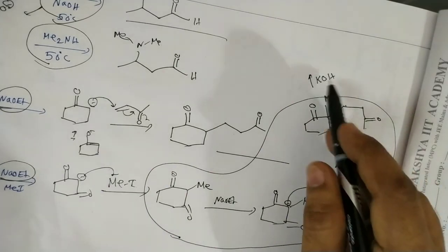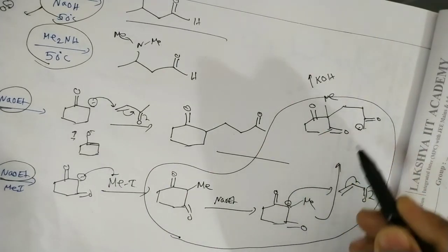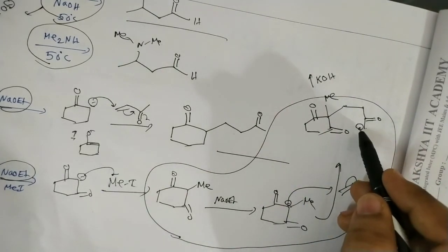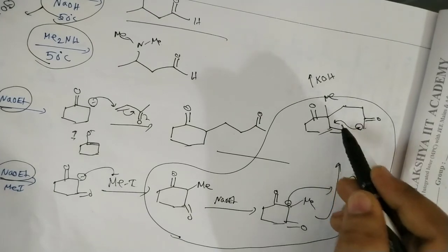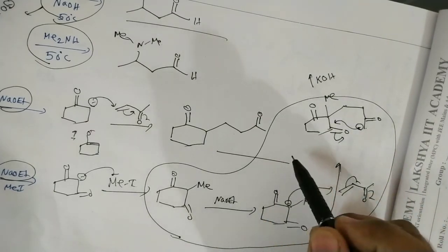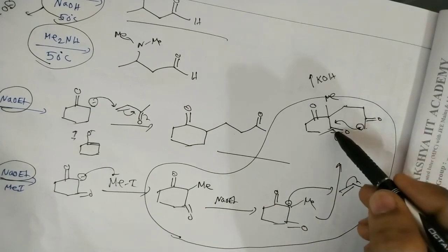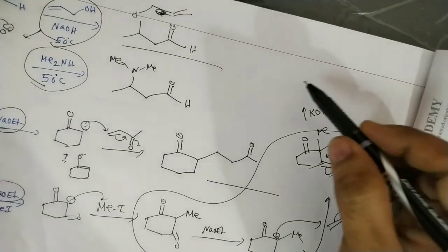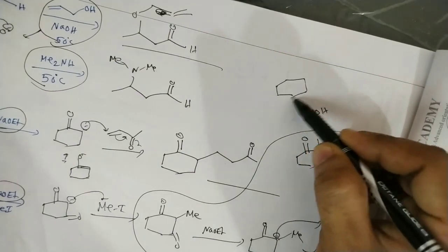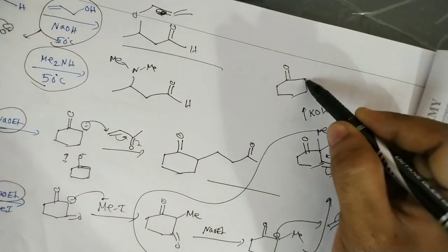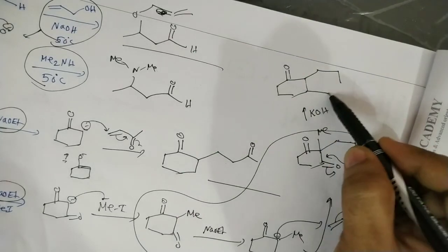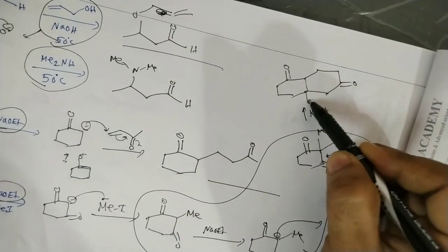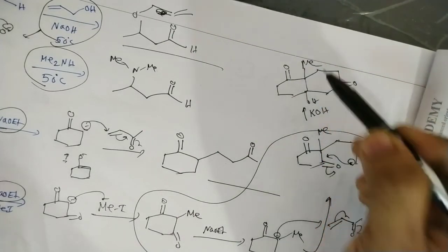Here in this case the base removes the proton from this one, and we will get the carbanion. This carbanion attacks this carbonyl group, so that means an intramolecular reaction takes place. So 1, 2, 3, 4, 5, 6 member ring you will get. So the product is: double bond O here, OH, and this is the methyl.